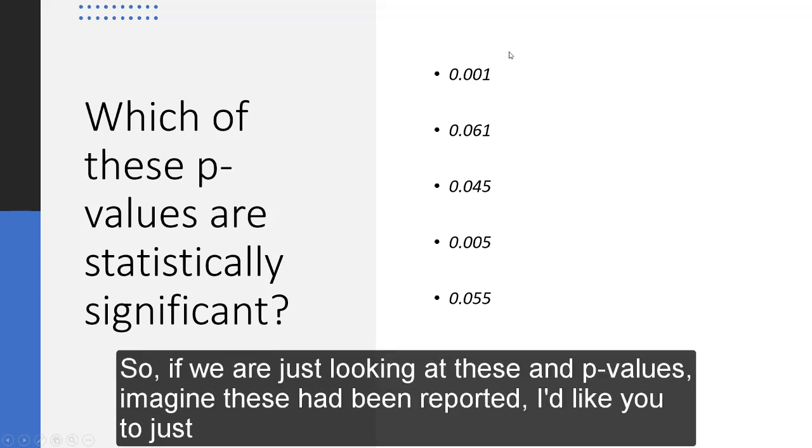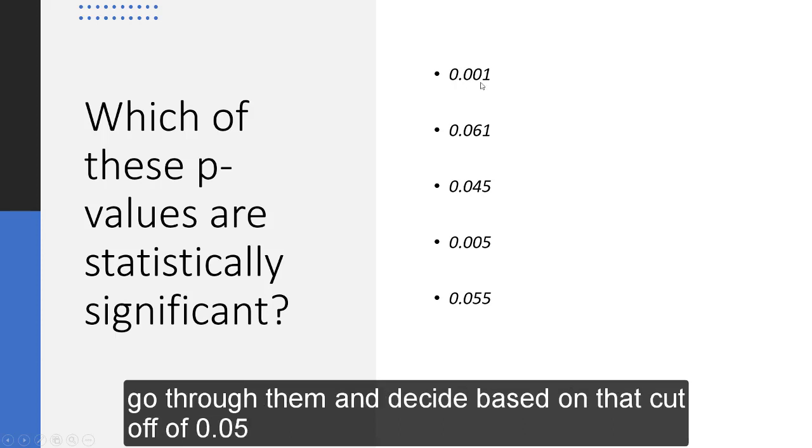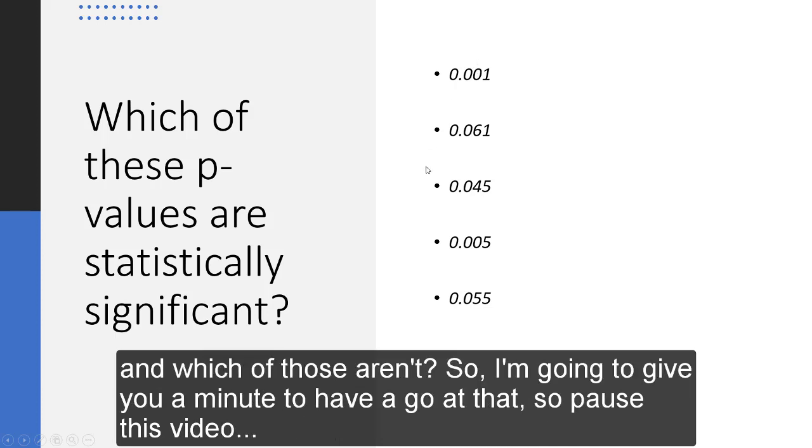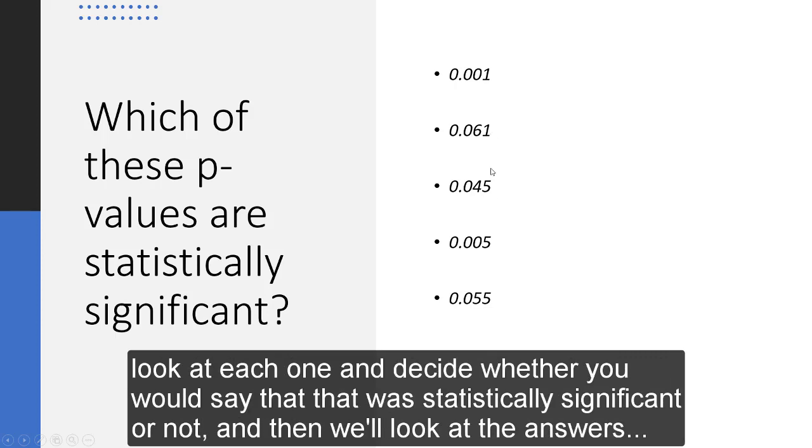So if we're just looking at these p-values, imagine these have been reported, I'd like you to just go through them and decide, based on that cutoff of 0.05, which of those would you class as a statistically significant result, just based on the p-value, and which of those aren't. So I'm going to give you a minute to have a go at that. Pause this video, look at each one and decide whether you would say that that was statistically significant or not, and then we'll look at the answers.